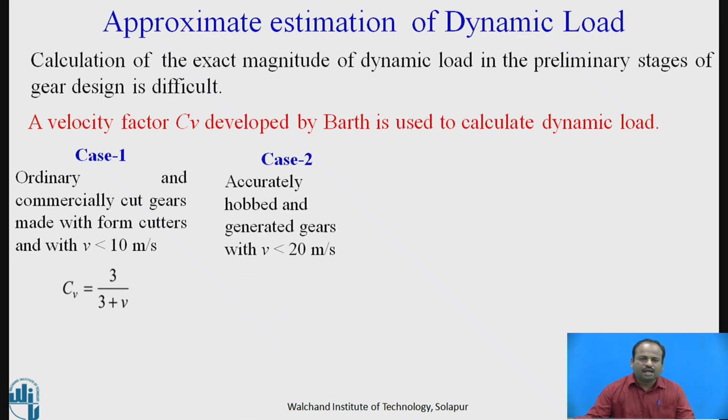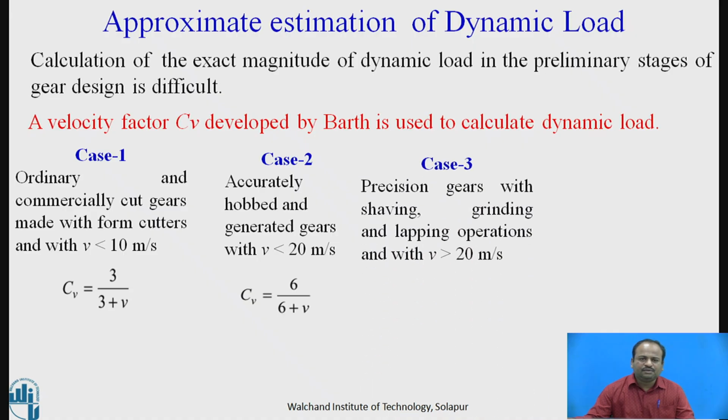Case 2, accurately hobbed and generated gears with velocity greater than 20 meter per second. We'll use this velocity factor formula. CV is equal to 6 upon 6 plus V. Case 3, precision gears with shaving, grinding and lapping operation and with velocity greater than 20 meter per second. We will use CV is equal to 5.6 upon 5.6 plus under root V formula.